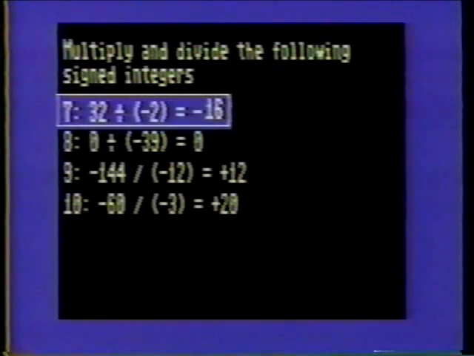Problem 7 contains only one negative sign. Thus, the quotient will be negative because 1 is an uneven number. 32 divided by negative 2 is negative 16.